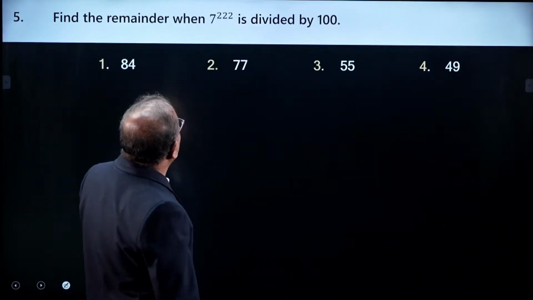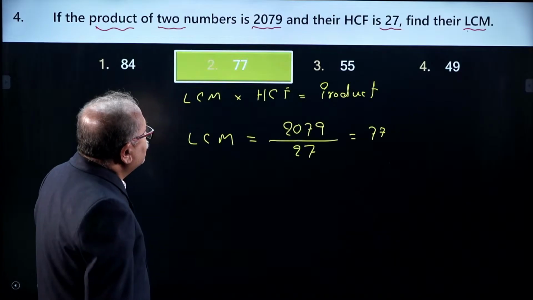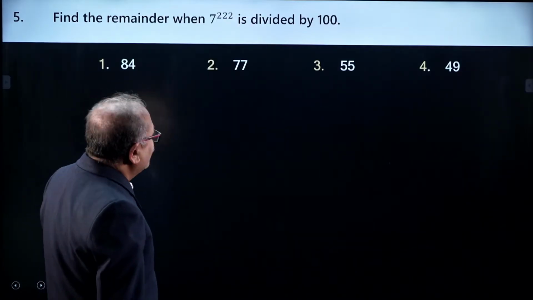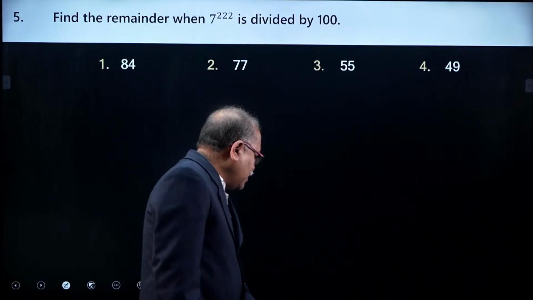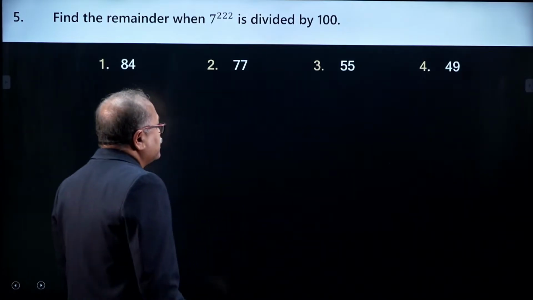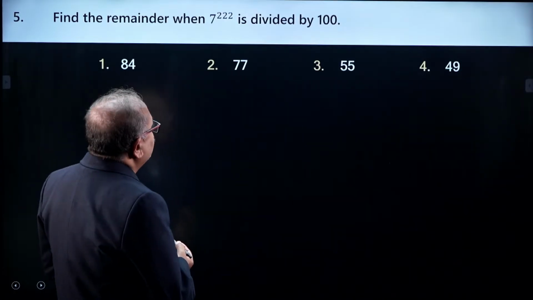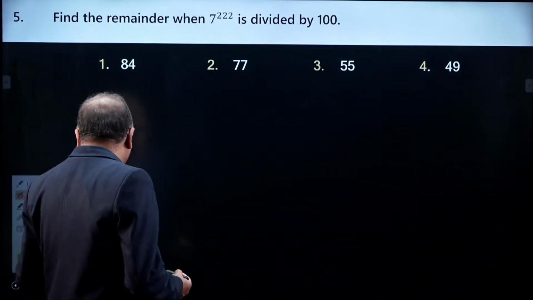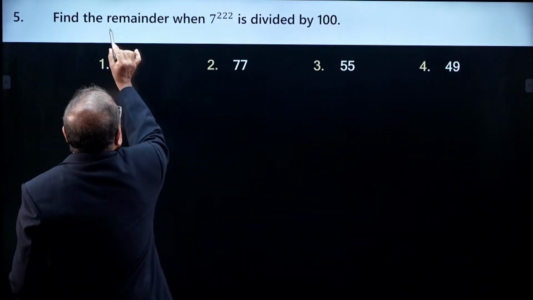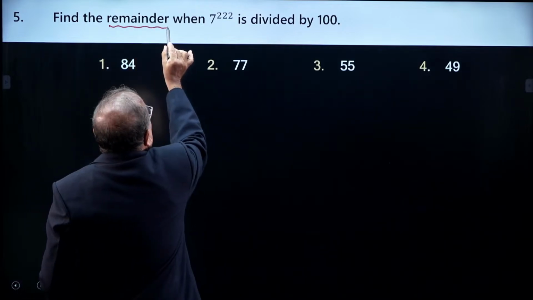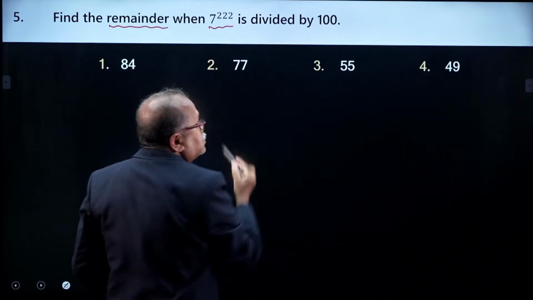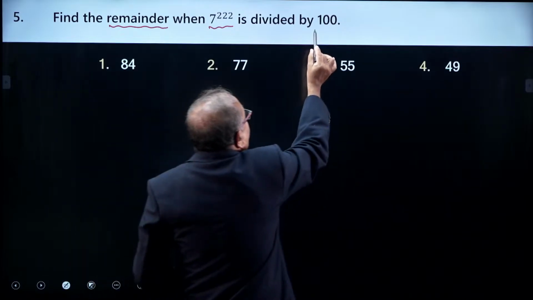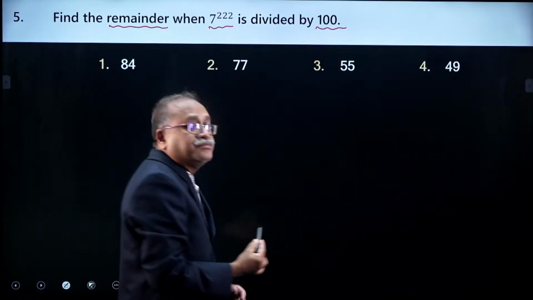Now here the options are left the same. By mistake the options are left the same, but it's okay. Let's check it. This type of question comes. Find the remainder when 7 to the power 222 is divided by 100.